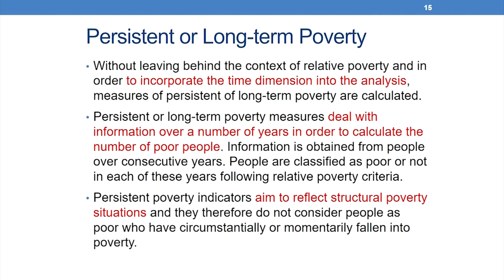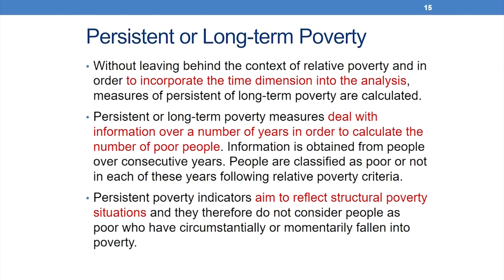So, people who are not poor today may enter into a state of poverty because of various risk factors. It could be because of natural factors, social factors, environmental factors and so on. People who are poor today may not be poor tomorrow, and therefore, it is important to look at the duration of poverty. So, without leaving behind the context of relative poverty, and in order to incorporate the time dimension into the analysis, measures of persistence of long term poverty are calculated.